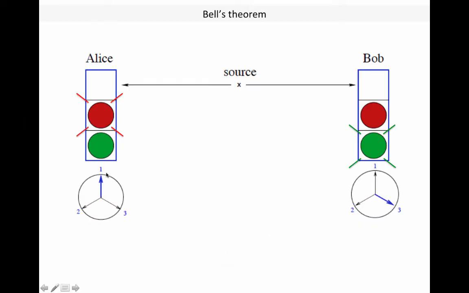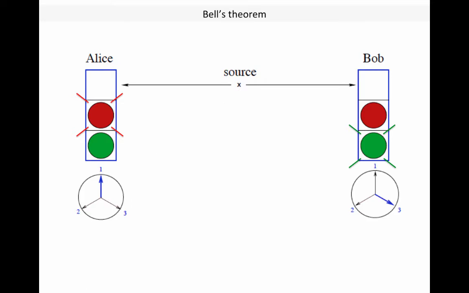Both Alice and Bob's detectors have a switch that can be set to one of three settings. This is depicted by these circular dials at the bottom here. So you can imagine turning the dial so that it points to either 1, 2, or 3. And both Alice and Bob are free to turn it to whichever of the three settings they want. In each of the three settings, whenever Alice and Bob's detector detects a particle, it'll flash either red or green. And it will always flash either red or green when it detects a particle.